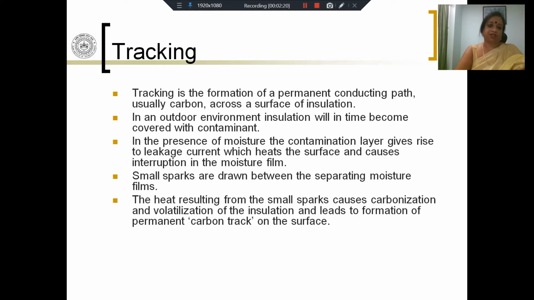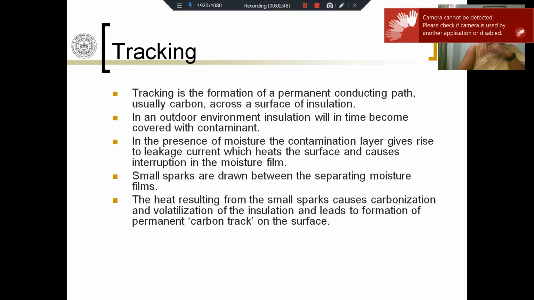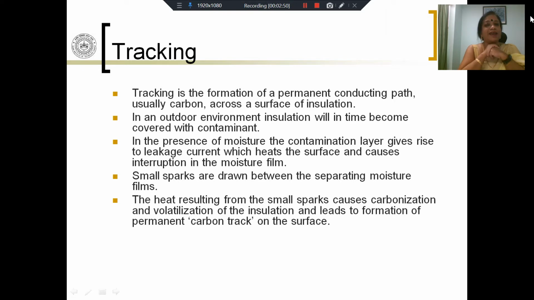The first process is really an electrochemical process involving some erosion, and this process is called tracking. Remember, tracking takes place mainly on the surface of an insulator. It does not take place through the volume of the dielectric, but it takes place on the surface of the dielectric. And therefore, tracking is of concern mostly in the case of outdoor insulators. Tracking is the formation of a permanent conducting path, usually carbon, across the surface of insulation.